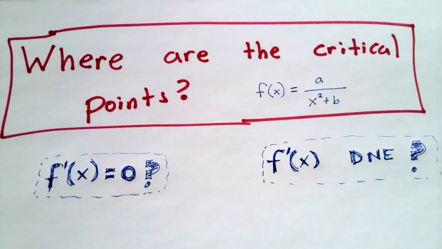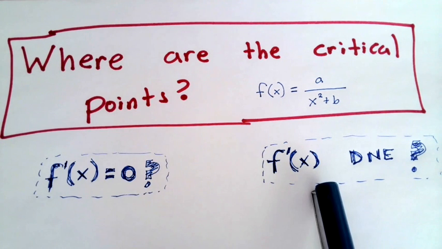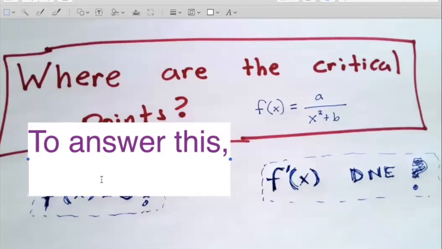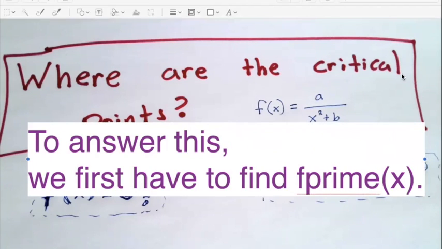So let's remember that to find the critical points, we need to look at where is f prime of x equal to 0 and where does f prime of x not exist. To answer this, we first have to find f prime of x, which means taking the derivative. So which derivative rule will we use here? Quotient rule, because this is a quotient function.